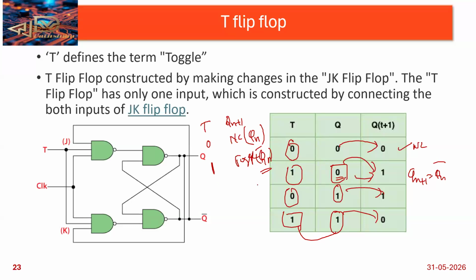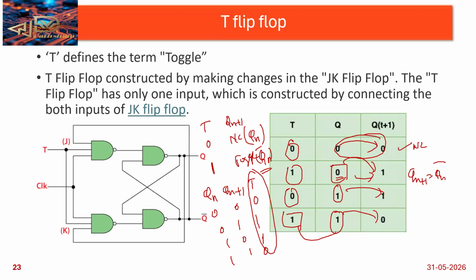Then the characteristic table, from this only we will write directly. So Qn and Qn plus 1: 0 0, 0 1, 1 0, 1 1 cases. So 0 0 case, T is 0, and then 0 1 case, T is 1, and 1 0 case, T is 1, and 1 1 case, T is 0. Like an exclusive OR gate, we are getting the output of T.